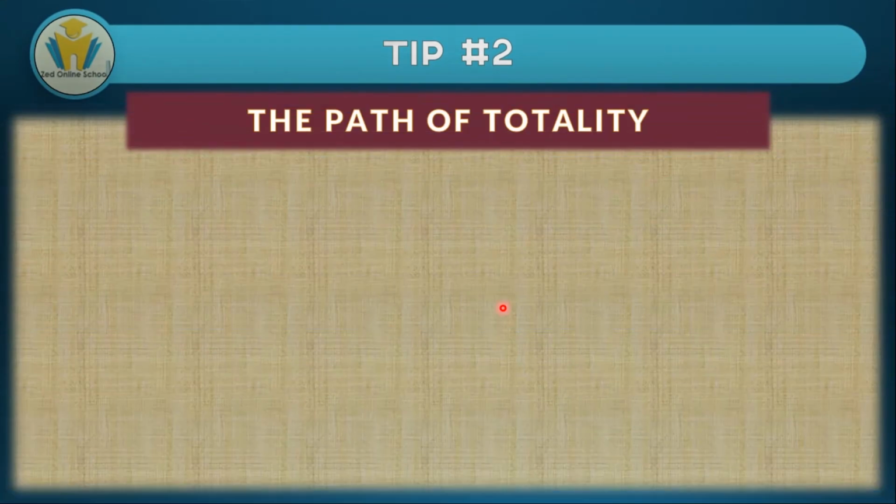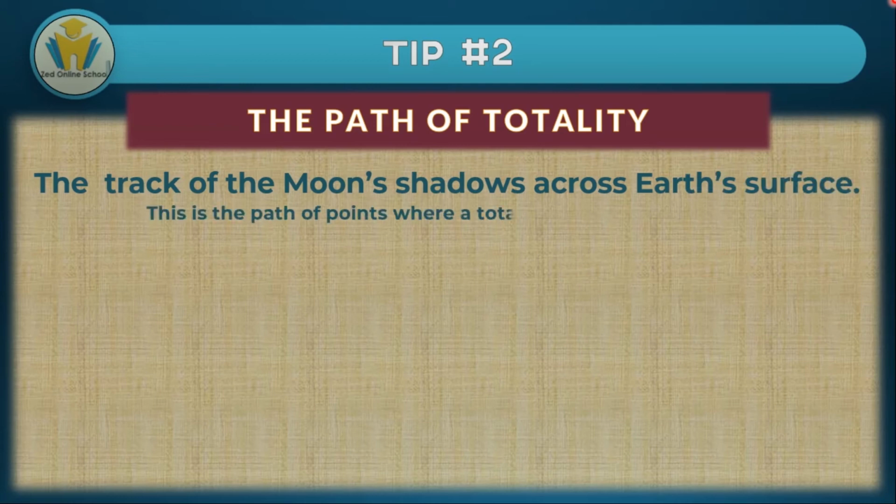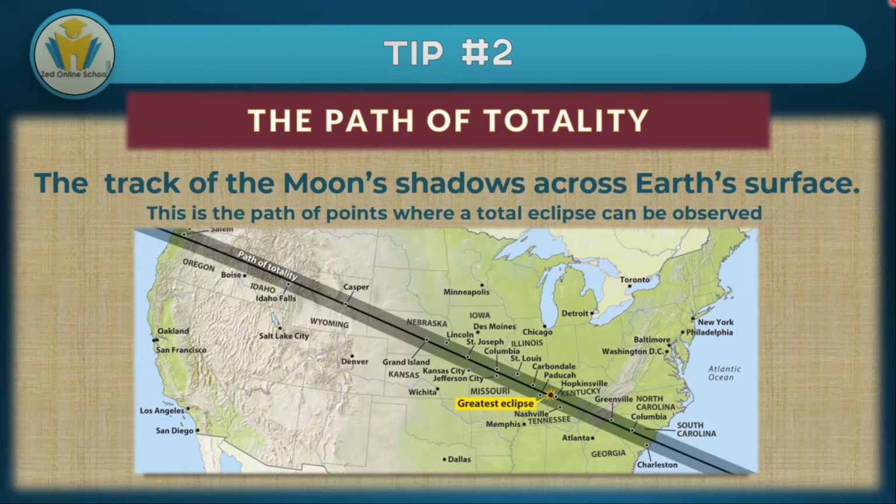Tip 2 is about the path of totality. I'm sure you heard me use this word. What is it? Well, this is just the track of the moon's shadow on the Earth's surface. In this diagram here, we've been shown the path of totality for an eclipse that happened some time back. Anyone in this region has a chance of seeing either a partial eclipse where it's a bit faint and a total solar eclipse where there's a dark line.